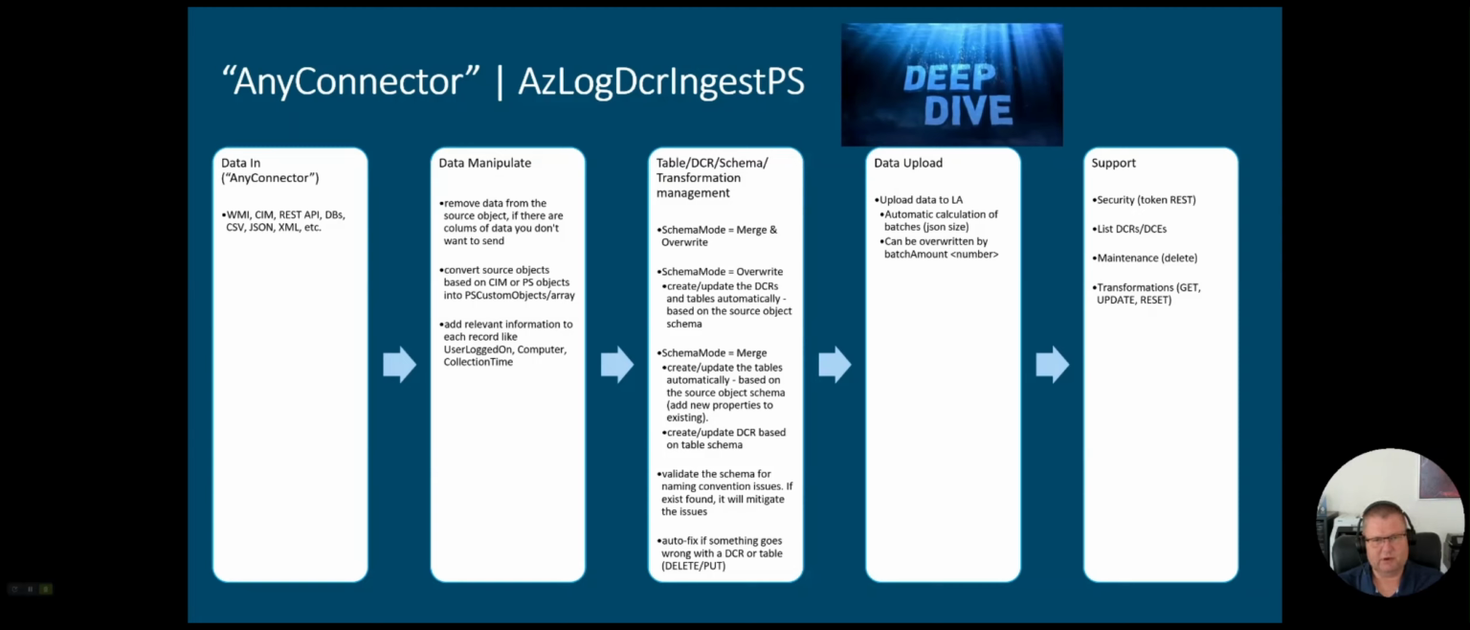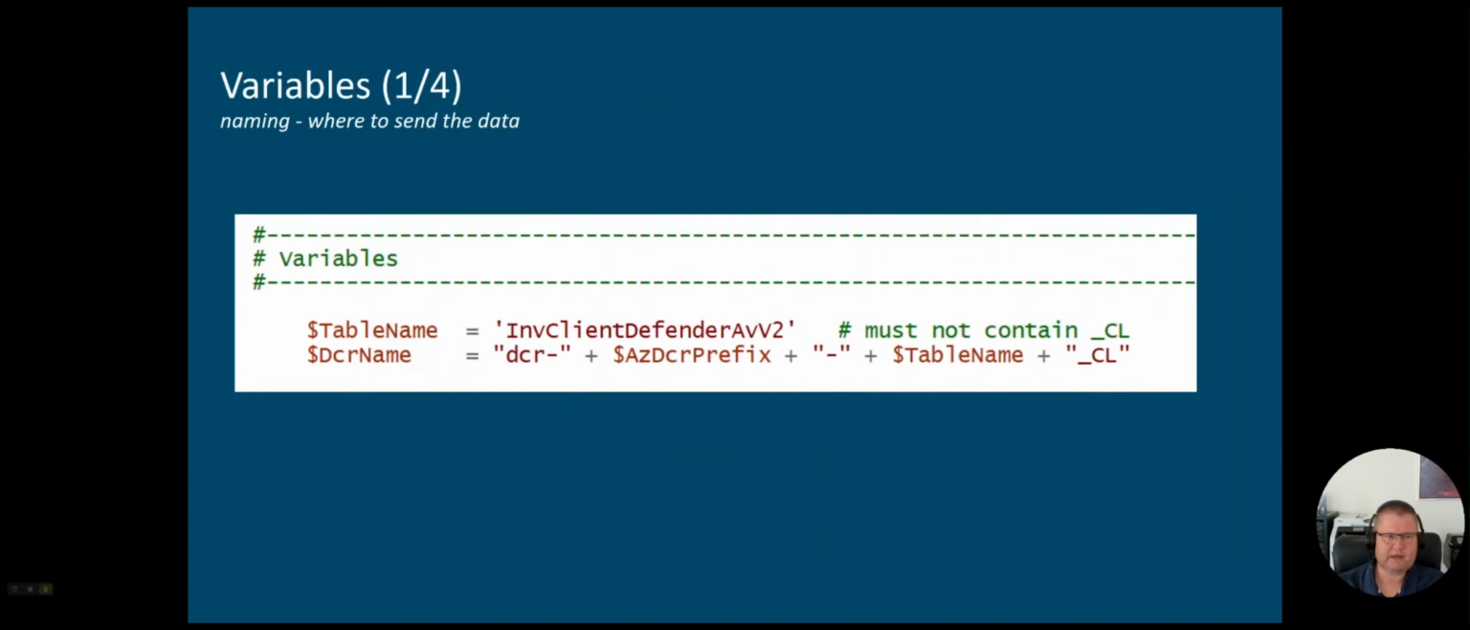In the third phase, we are doing some checks around the table, the DCR, and the schema, and we will handle all these things as part of that phase. So is the schema there? Does it have the correct properties? Do we need to add some properties? Are we in merge or override mode? Do we need to create a table that is missing? Then we're doing the data upload. The data upload will automatically calculate the size of the data, so that it can do some batching, and you can override it as well. And lastly, I have a few functions that are used as part of running this in general.